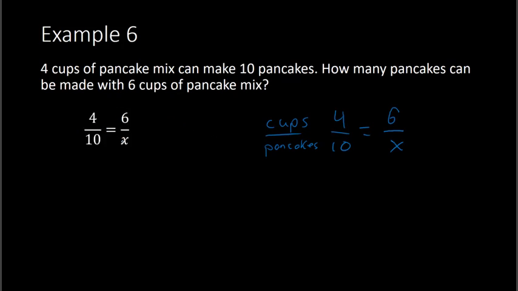So over here, I have the same expression, and I'm going to begin solving by cross multiplying. So I take 4 times x, and that is equal to 6 times 10. So 4 times x is 4x, and then 6 times 10 would be 60. So 4 times x equals 60. I can solve by dividing both sides by 4. When I divide on the left side, I have x remaining, and on the right side, I have 15. So my solution is 15. And what I've just found is that with 6 cups of pancake mix, I can create 15 pancakes.